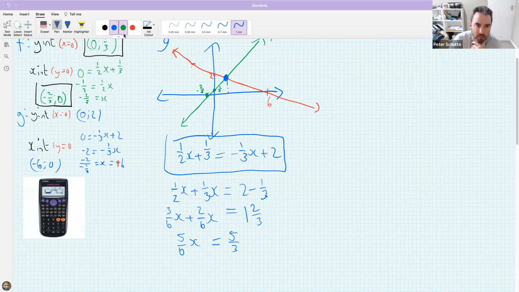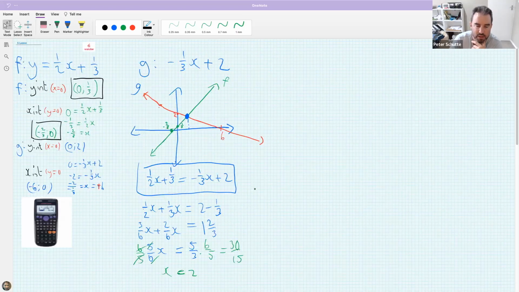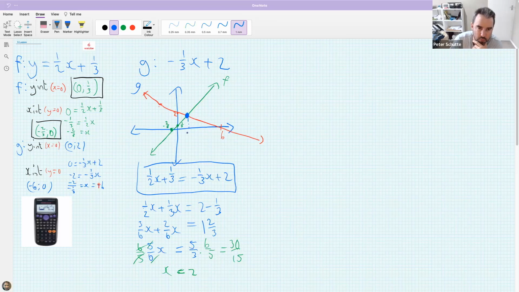And then if I multiply both sides by 6 over 5, that will cancel, and x would be 5 times 6, 30 over 15, which is 2. So I get that x is 2. Give me a thumbs up or a smiley face if you also got that value. X is 2. You can see the big blue dot with the 2 there.